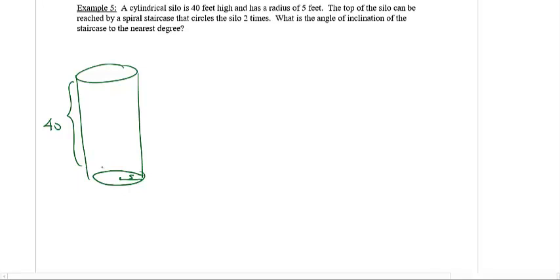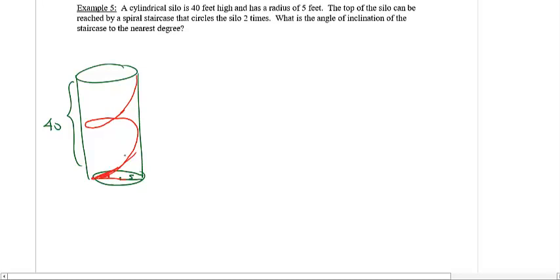So imagine the staircase running around like this, right? And then encircling 2 times to get to the top. I guess I didn't draw this very well, but hopefully you can see the idea, right? And so the question is, what is the angle of inclination? I knew I drew it kind of curvy, but hopefully you can see that there should be an angle of inclination right about here, okay?